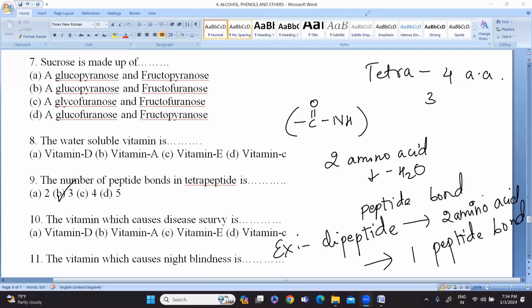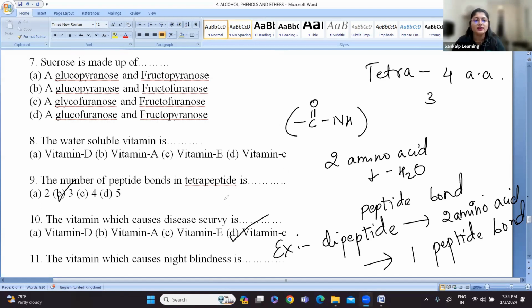So which is the vitamin? Vitamin C. The vitamin which causes the disease scurvy is. Yes, it is caused by vitamin C. Yes, good.